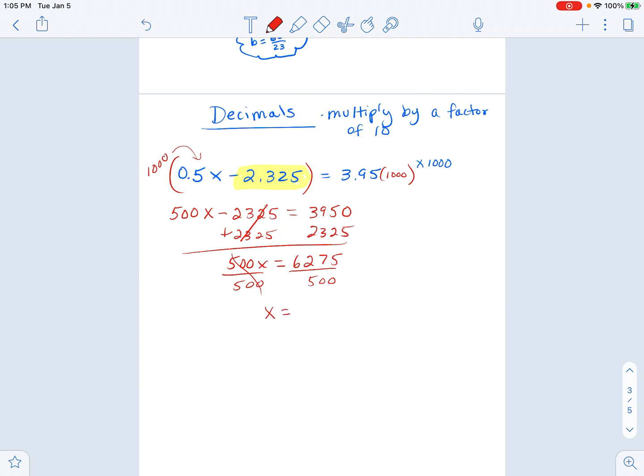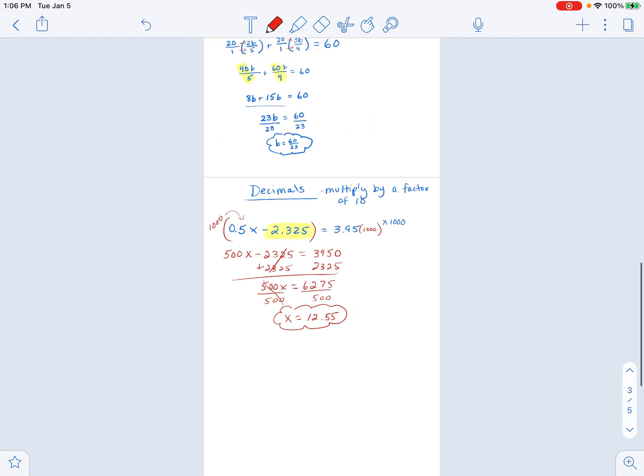I get x equals. Now, what kind of number do you think I should get for an answer? In this problem, should I leave my answer as a fraction, or should I leave my answer as a decimal? Because my problem started with decimals, I'm going to leave my answer as a decimal. So I'm going to go on my calculator, and I'm going to do 6,275 divided by 500, and it turns out that x is equal to 12.55. 12.55 is my solution to this problem.